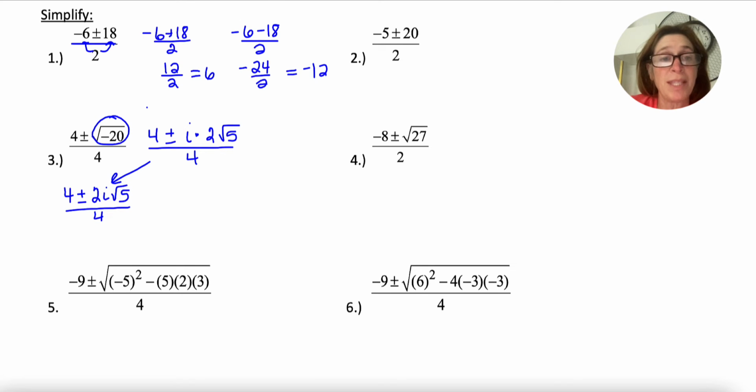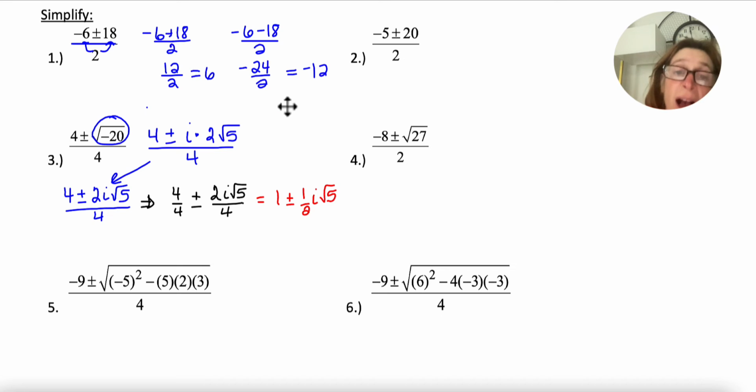Okay, so now if I were to split this up, because I can't really do anything in the numerator because of the I and the root 5, so I can rewrite this as 4 over 4 plus or minus 2I root 5 over 4. So I could split it up. And I could have done the same thing in the top one, chose not to. That's going to give me 1 plus or minus 1/2 I root 5. Now we could write that as root 5 over 2I. Lots of ways we could do that.